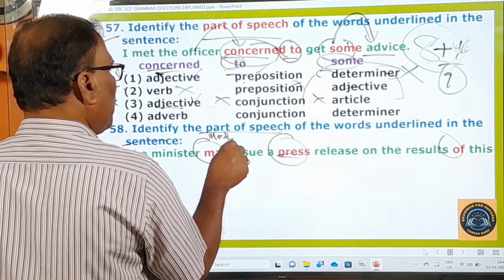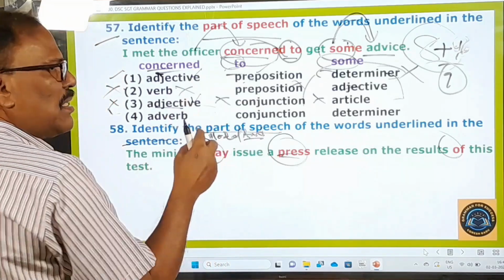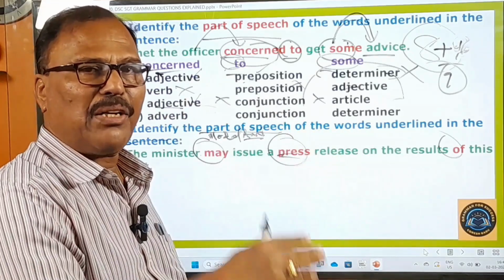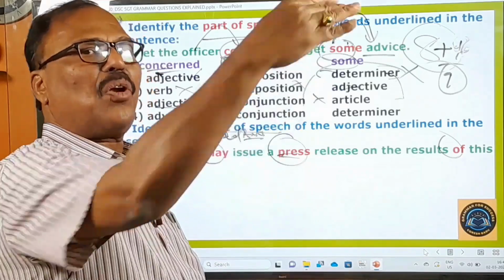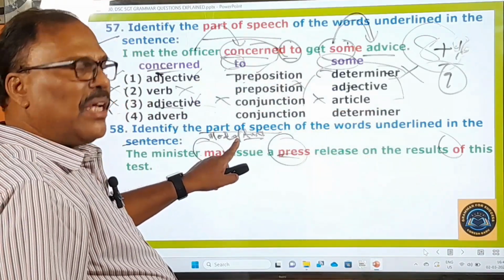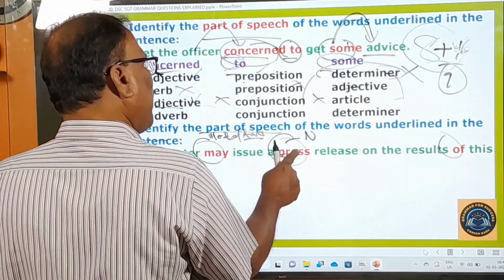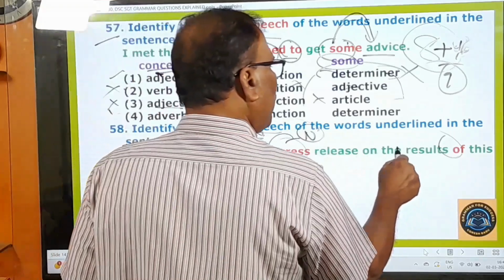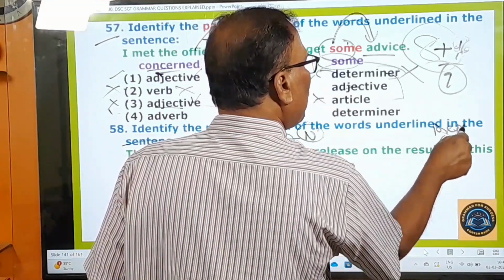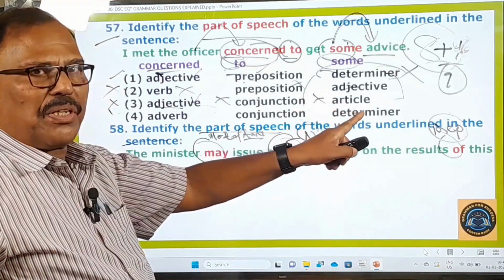Modal auxiliary. Auxiliary means helping verb. Shall, will, should, would, can, could, may, might, must: these are all called modal auxiliaries. So "may" is a modal auxiliary, in other words, a helping verb. "The minister may issue a press release off." Press is a noun, and "of" is always a preposition. So: modal auxiliary, noun, preposition.